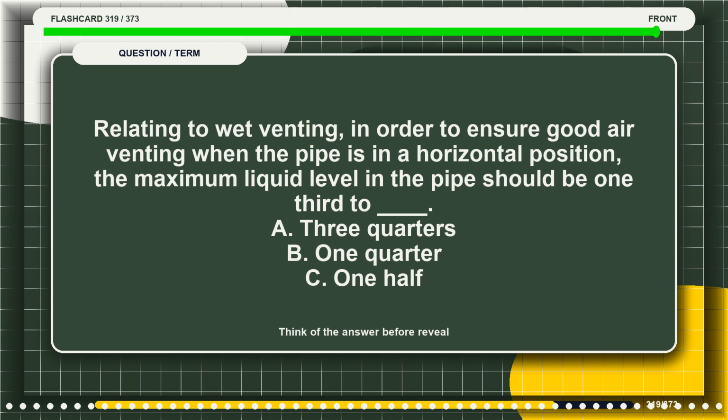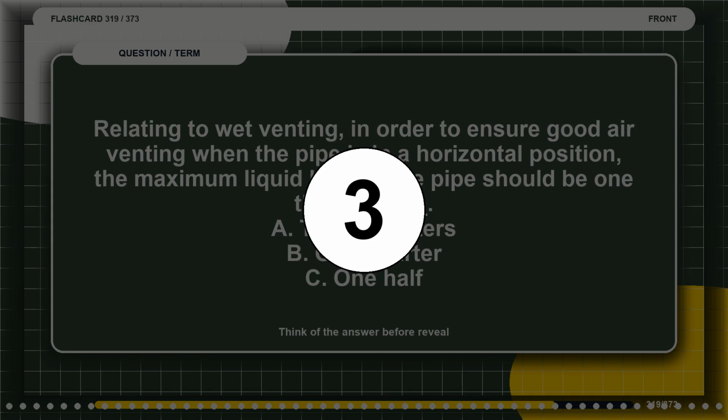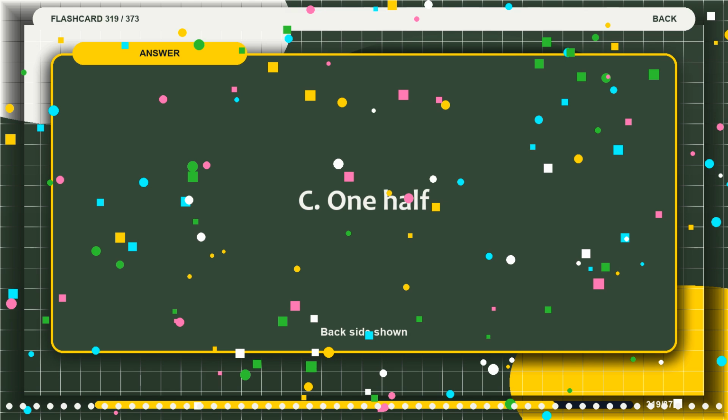Flashcard 319. Relating to wet venting, in order to ensure good air venting when the pipe is in a horizontal position, the maximum liquid level in the pipe should be 1/3 to blank. A. 3/4, B. 1/4, C. 1/2. Think of the answer before the reveal. The answer is C. 1/2.